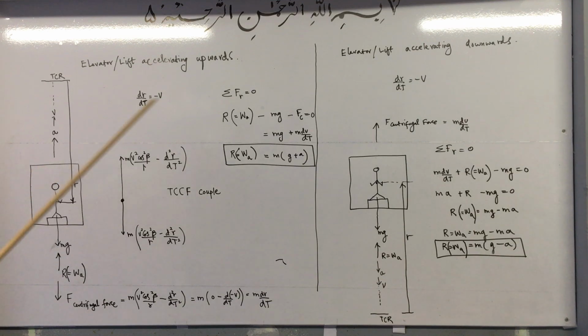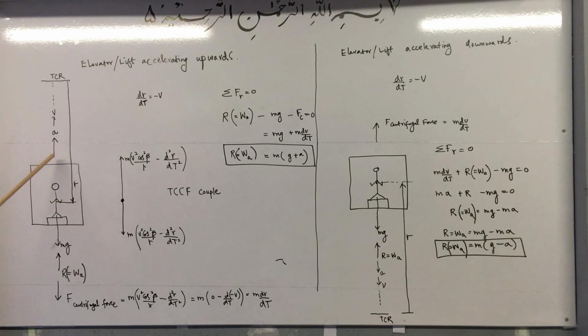When the lift is accelerating upwards, here is the person inside the lift and here is the weighing machine. When the elevator is accelerating upwards, it accelerates with an acceleration which is produced by the electromechanical system, the strings and cables and the motor. This acceleration acts in this direction, causing a vantage point in space, which is called the Tahirian center of rotation, TCR.